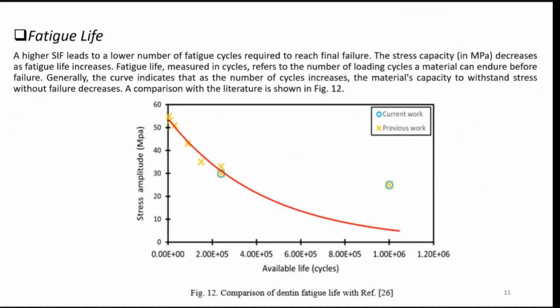Fatigue life. A high stress intensity leads to a lower number of fatigue cycles required to reach final failure. The stress capacity decreases as fatigue life increases. Fatigue life, measured in cycles, refers to the number of loading cycles a material can endure before failure. Generally, the curve indicates that as the number of cycles increases, the material's capacity to withstand stress without failure decreases.